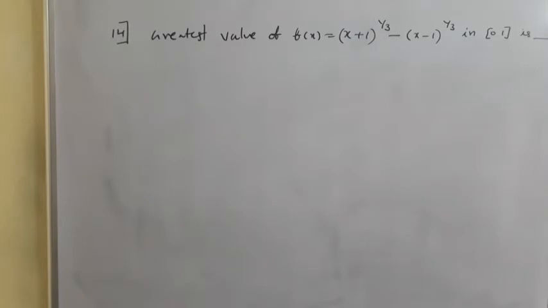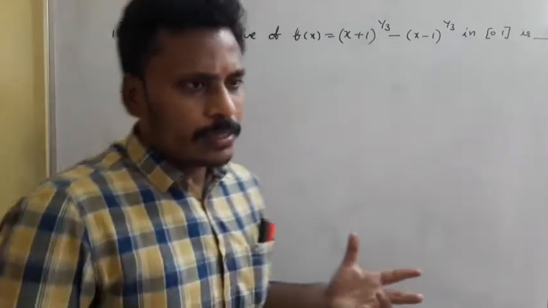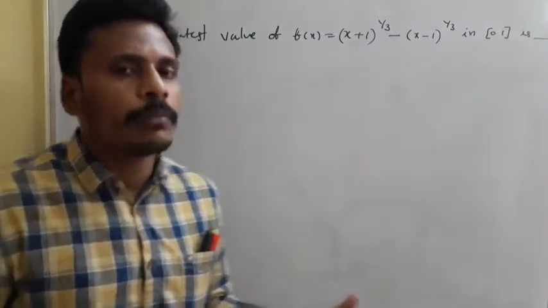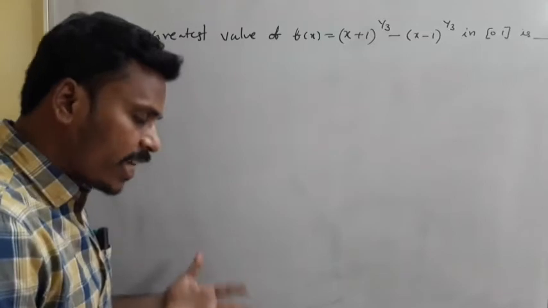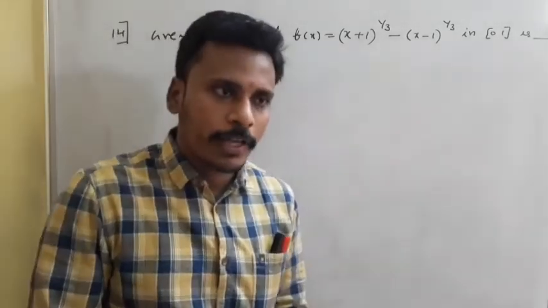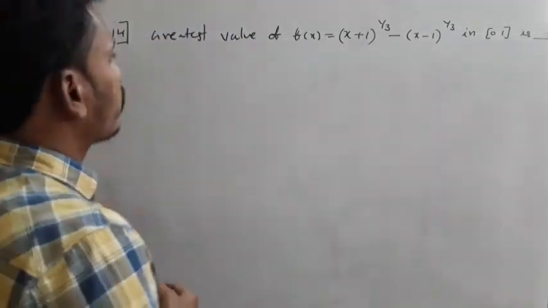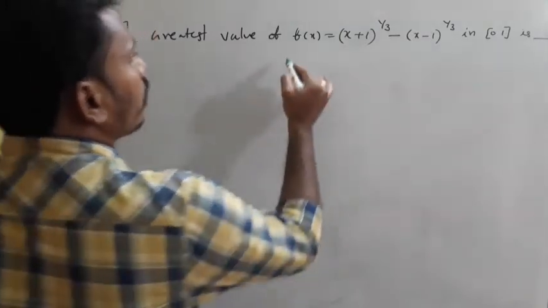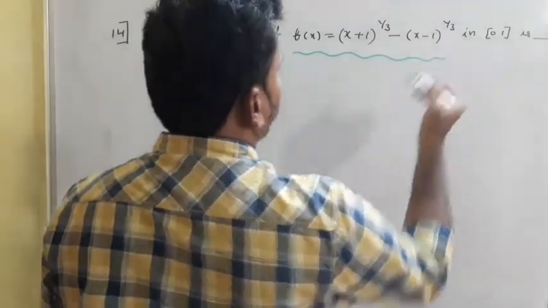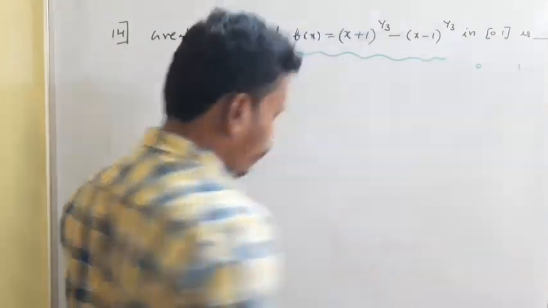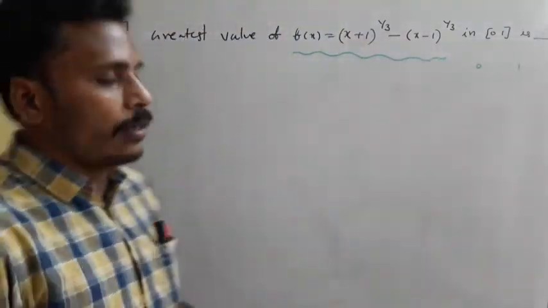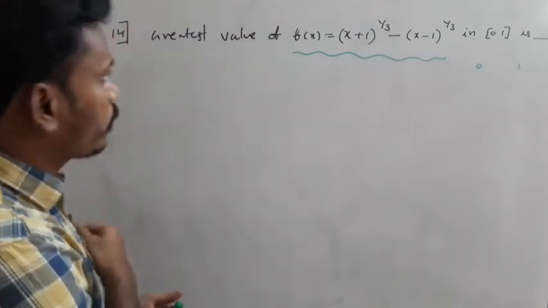So we need to find the greatest value of the function in the interval 0 to 1. Since asking about finding greatest value is simply nothing but finding global maximum. Okay? So greatest maximum, global maximum, absolute maximum, all are same. So the function is this: f of x equals (x plus 1) power 1 by 3 minus (x minus 1) power 1 by 3 in the interval 0 to 1, and the points are 0, 1. And now we need to concentrate, we need to find out the local maximum minimum points.